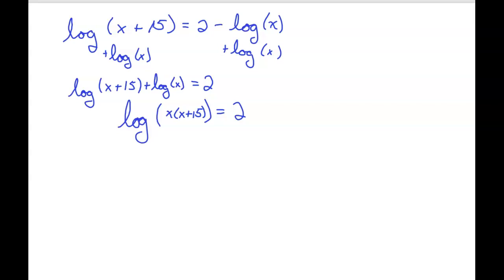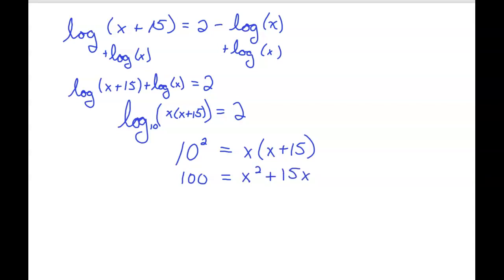We need to look at what our base is. Well, we're not given a base, so we have to realize that this is the understood base of 10. So we're going to do 10 raised to the second power is equal to x times x plus 15. So 10 squared is 100. And then I'm going to distribute and get x squared plus 15x.